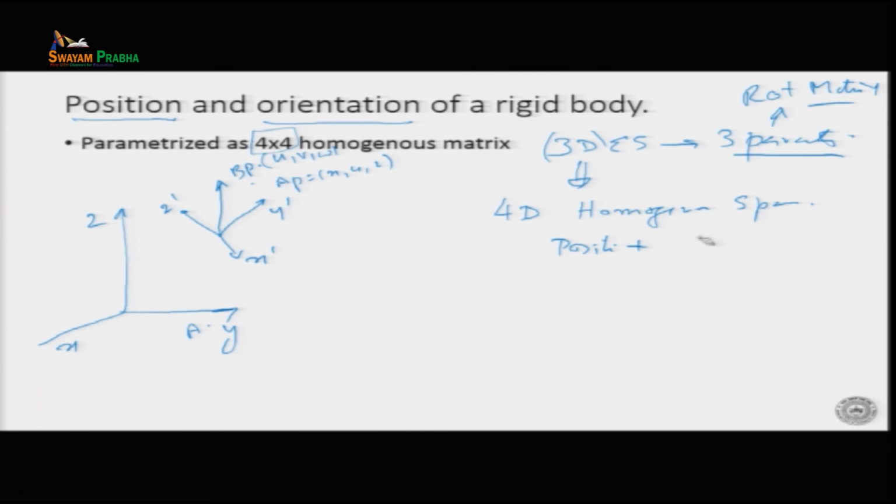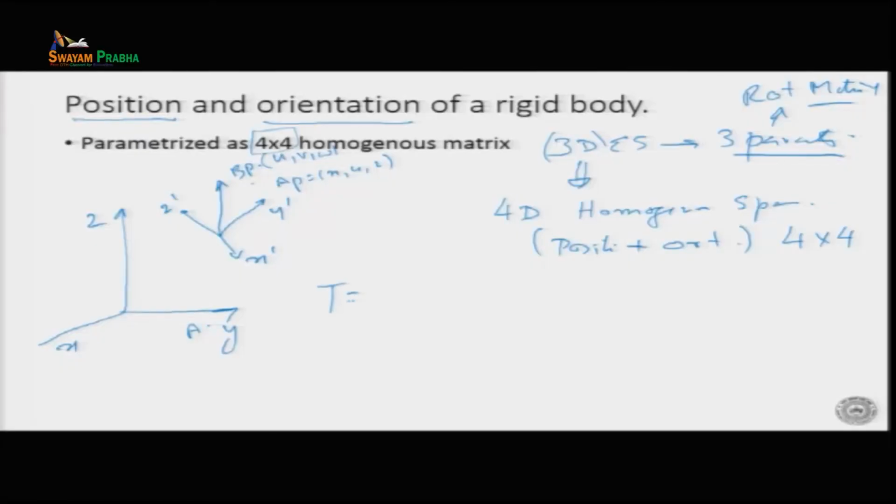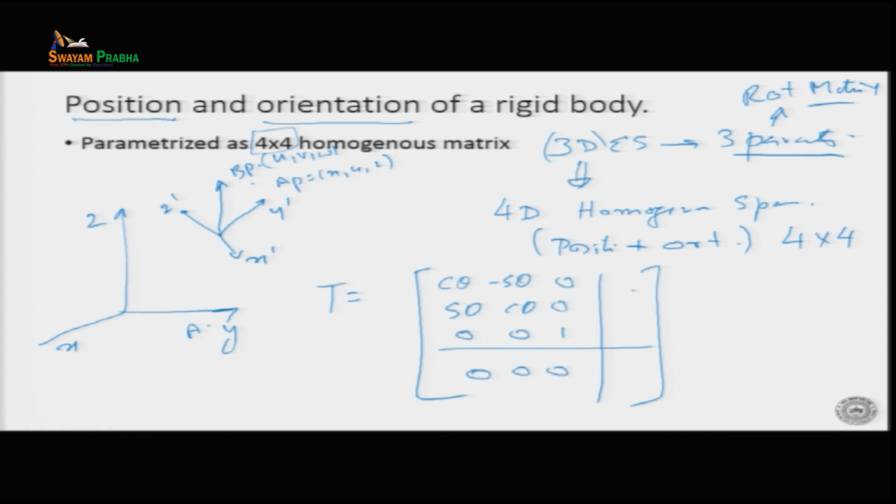So, position plus orientation is taken care of in 4D space, which is 4 by 4, and we had derived this matrix a couple of classes back, I think the first lecture or the second lecture. Please refer to that for how we derive this matrix. Basically this T matrix comes in the form of, the first part is the rotation: cos theta, minus sin theta, 0, 0; sin theta, cos theta, 0, 0; 0, 0, 1, 0; then the last row is del x, del y, del z, and 1.